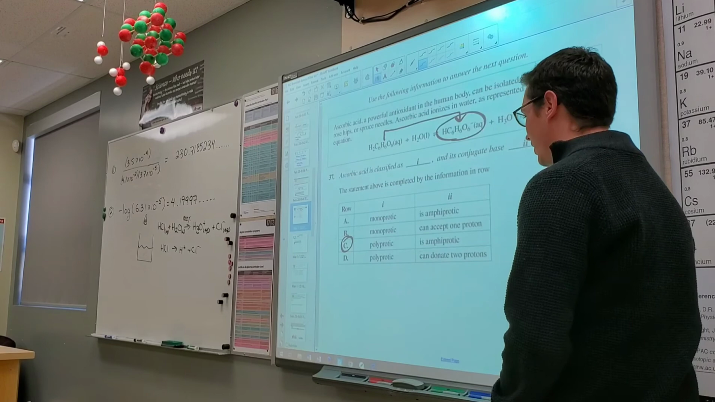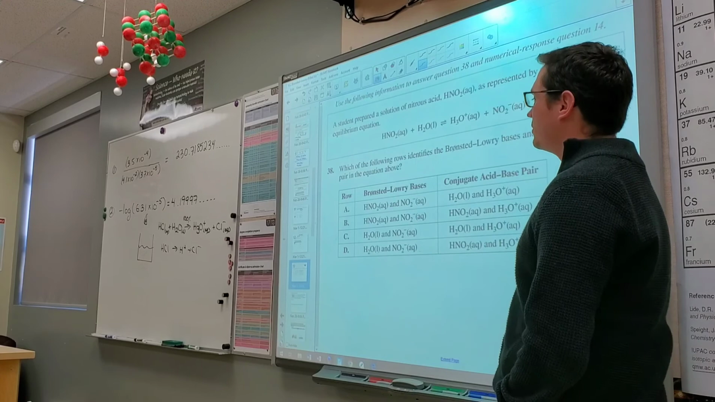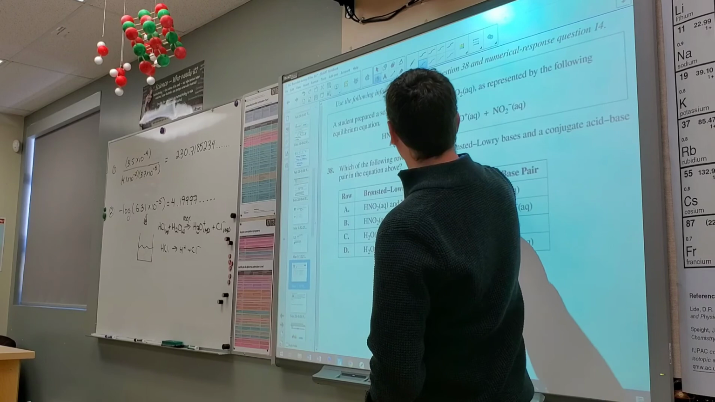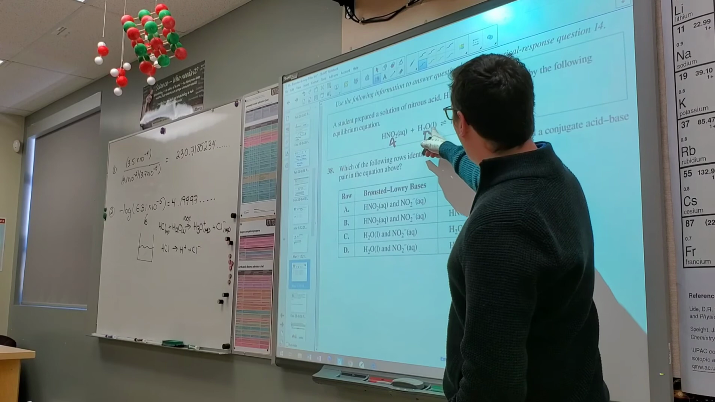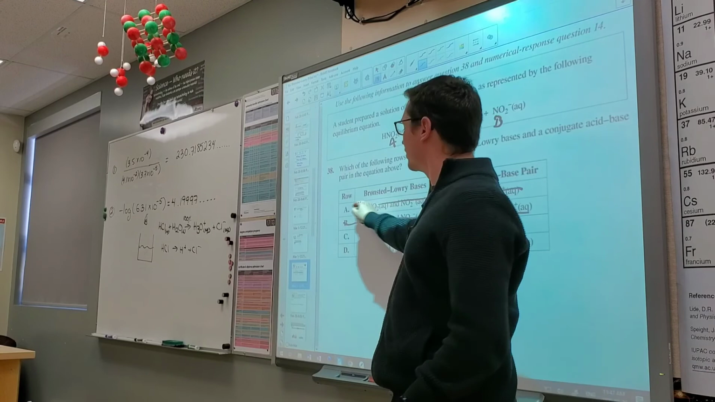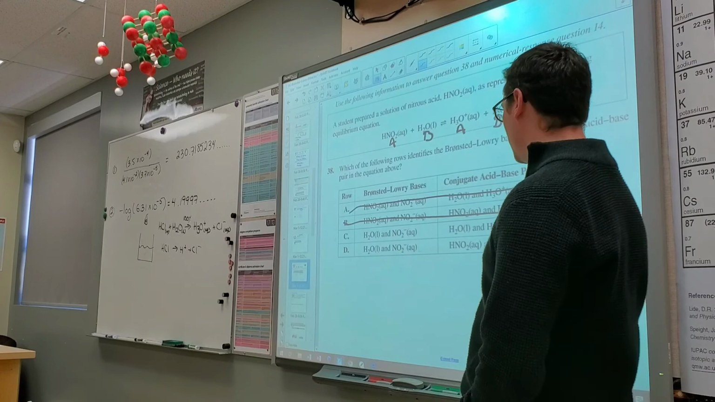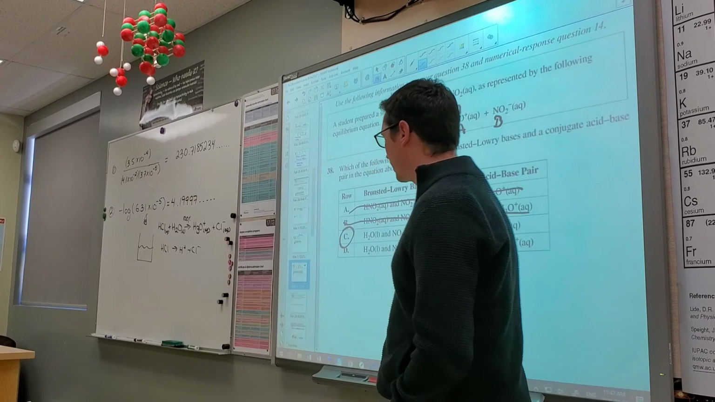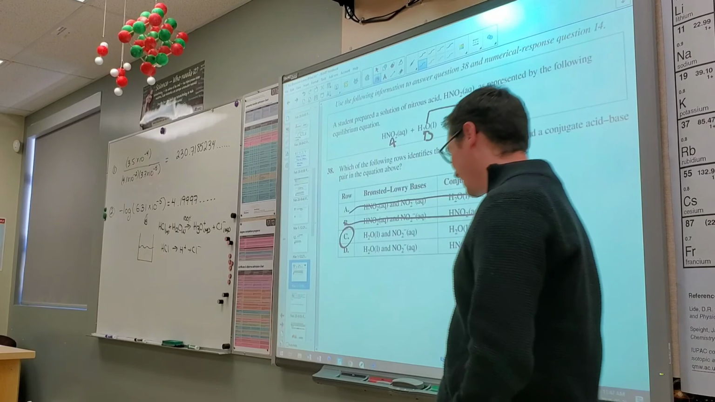Okay, last formal question. Just label things as acids and bases. The Bronsted-Lowry bases are water and nitrite. I'll cross out the first two because they don't have water and nitrite. Any conjugate acid-base pair in here: H2O and H3O. Is this the exact same question? Yeah. No way! That shows you how well my brain's working on a Wednesday morning.